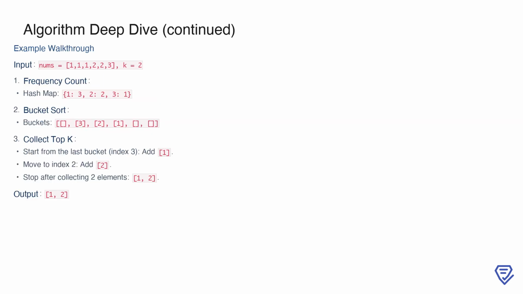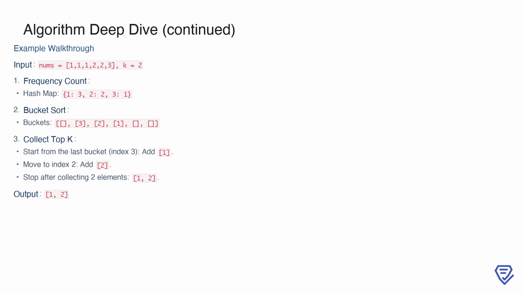Let's walk through a concrete example to see the algorithm in action. Suppose the input array is nums equals 1 1 1 2 2 3 and k equals 2. First, we count the frequency of each element using a hash map. The result is {1: 3, 2: 2, 3: 1}, where 1 appears 3 times, 2 appears twice, and 3 appears once. Next, we organize these numbers into buckets based on their frequencies. The bucket list becomes [3: 1, 2: 2, 1: 3]. Here, index 3 contains 1, since 1 occurs 3 times, index 2 holds 2, and index 1 contains 3.